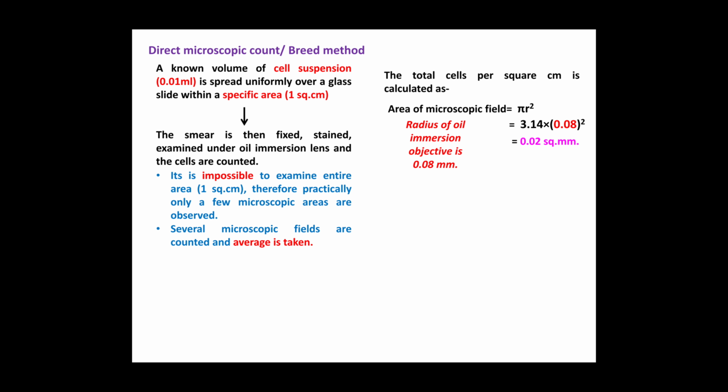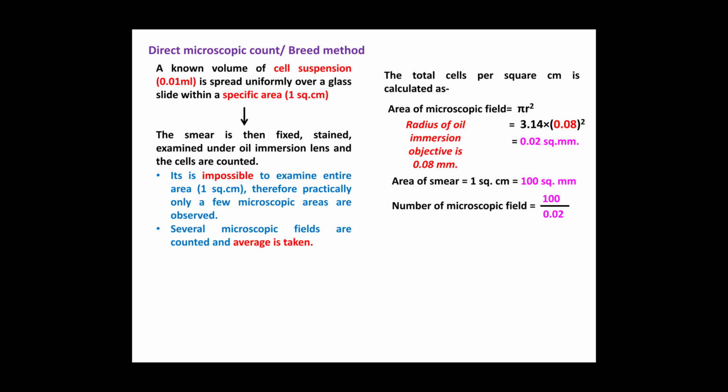Then the next step, area of smear. The area of smear is 1 square centimeter. We have to convert it into millimeters. So 1 square centimeter is equal to 100 square millimeters.